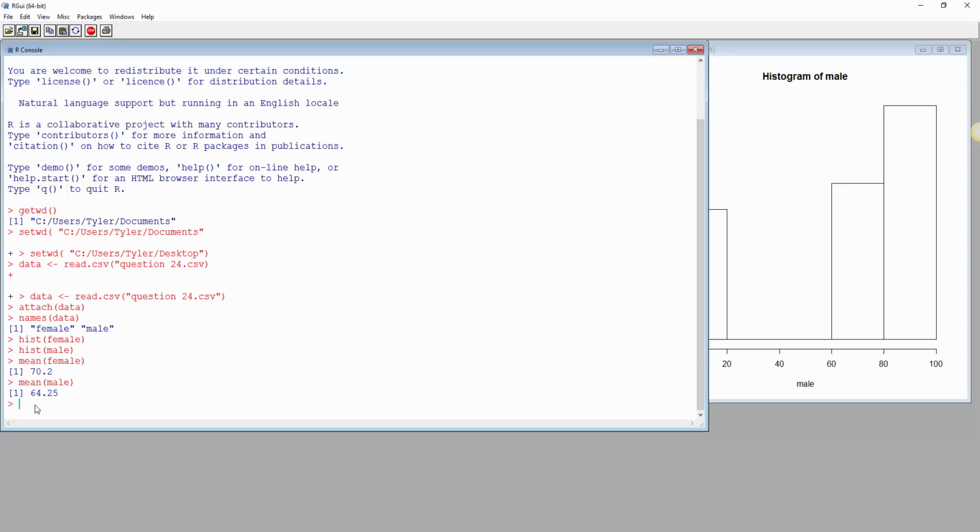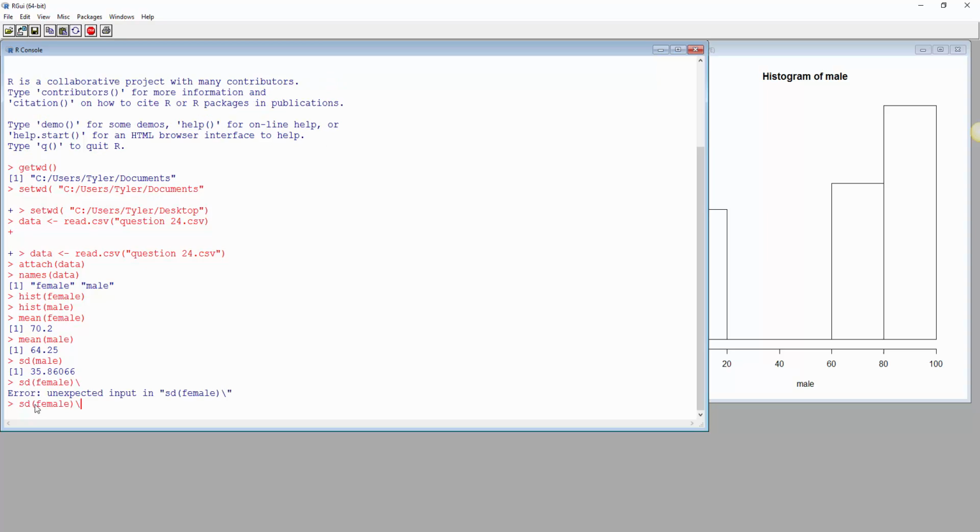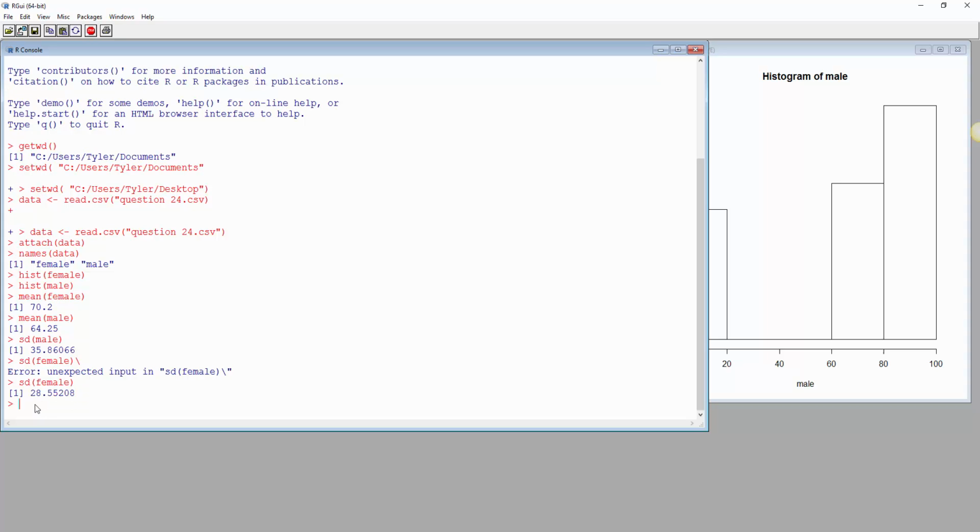So that's part B. Part C wants us to look at the standard deviations and also interpret that. To get the standard deviation, I do the SD command. So we do SD of male, SD of female. Whoops, shouldn't have that slash. So there, now I have that. I have the standard deviation of the female and of the male. For the male, we have 35.86 roughly, and for the female, 28.55 roughly.